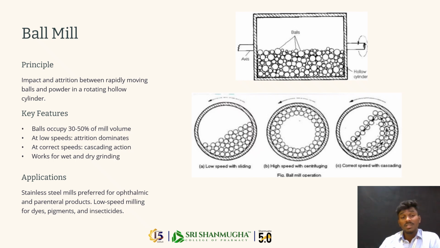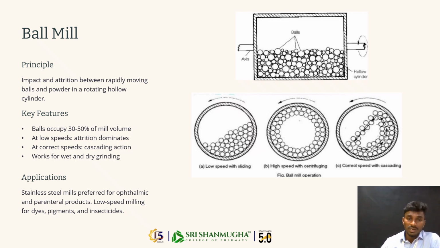And the second very important size reduction instrument is the ball mill. Its principle is also the impact mechanism and attrition mechanism, between the rapidly moving balls and the powder in a rotating hollow cylindrical vessel. A key feature is that the balls occupy 30 to 50% of the mill volume. Overall the volume is 100, and the balls occupy only 30 to 50 percent. At a very low speed, it is attrition; at the correct speed, it is cascade action.